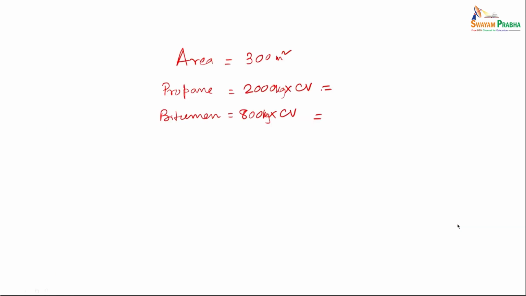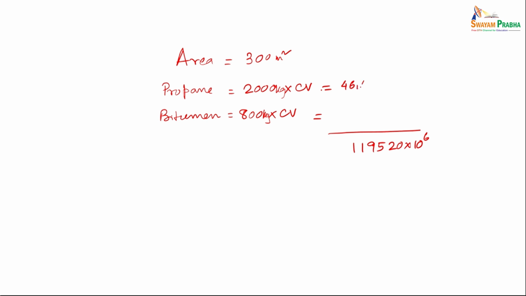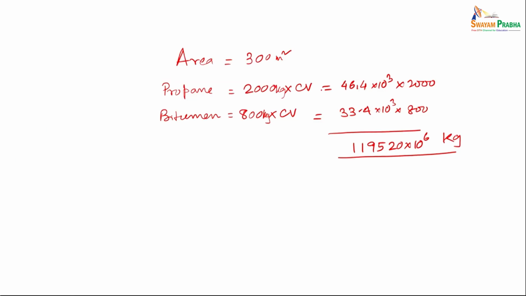119520 into 10 to the power 6. So, this is 46.4 into 10 to the power 3 and 33.4 into 10 to the power 3, into 2000 and 800 respectively, that will give you this value in kilojoule, since the calorific values are in kilojoule per kg.